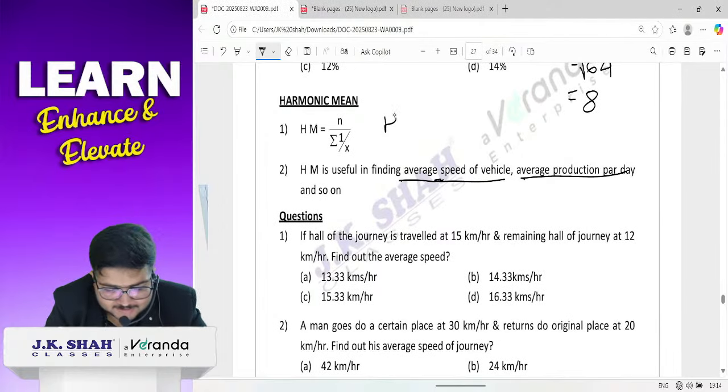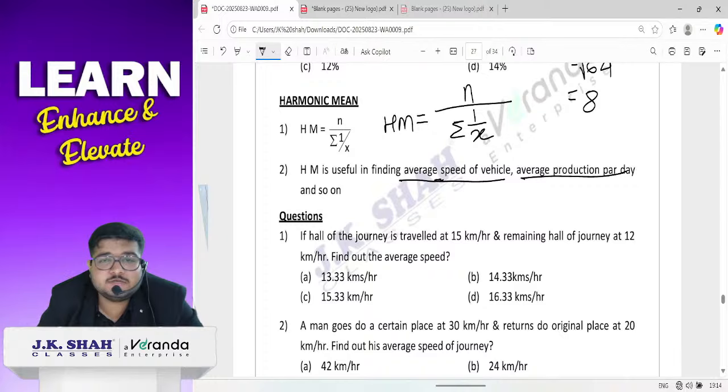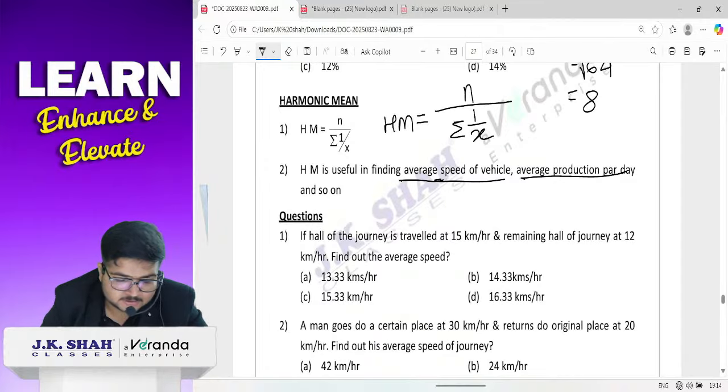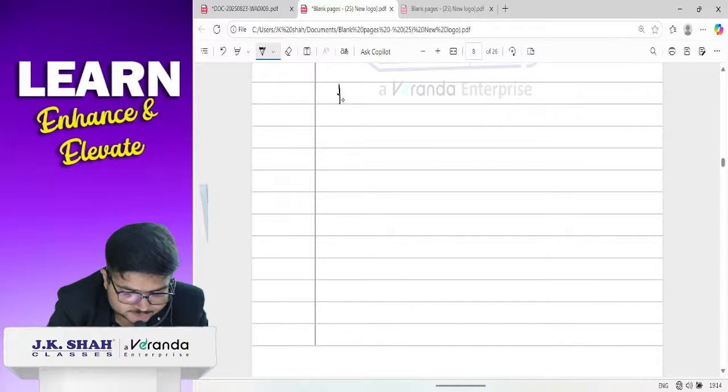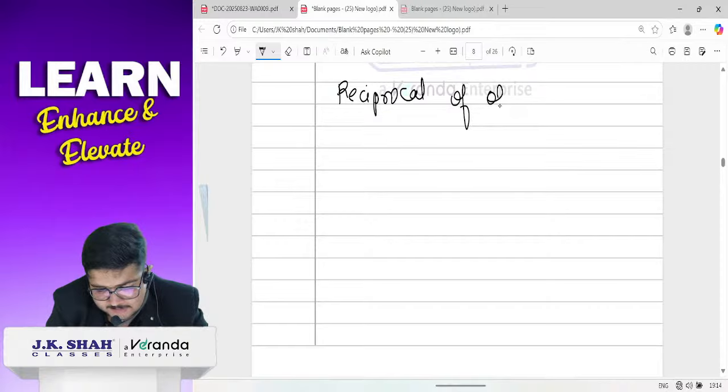Now harmonic mean has a formula. You have to learn that: n divided by summation of 1 upon x. This is the formula for harmonic mean. I am not going to teach you by formula, but you have to remember the formula. Now, how to solve harmonic mean? So there is a sentence. See, reciprocal of observations.